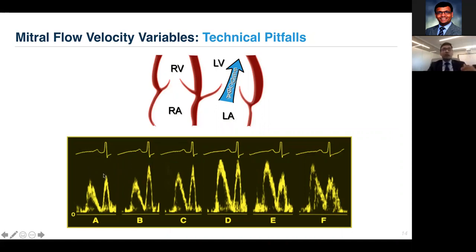You may get an E lower than the A wave. Look at this A and B, which are more towards the LA cavity. And if you move away into the ventricle, the E becomes dominant. And this may give you some misgivings with regards to an early impression that there is presence of some form of abnormality. So it's very important that it's acquired in the right way.